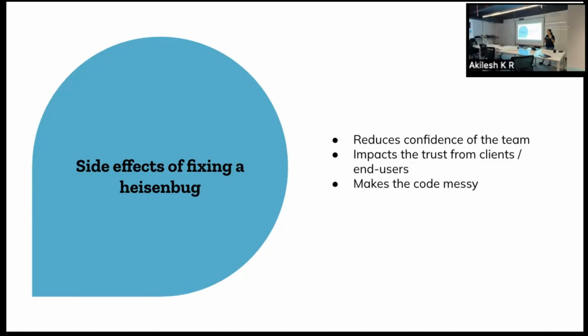So let's say we have a product, a user encounters a bug, and we say that we have fixed it, but the next time they try, they see the bug again. It would reduce their confidence, and they will eventually walk out.